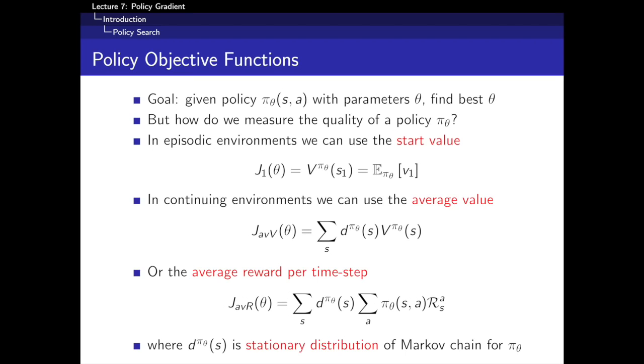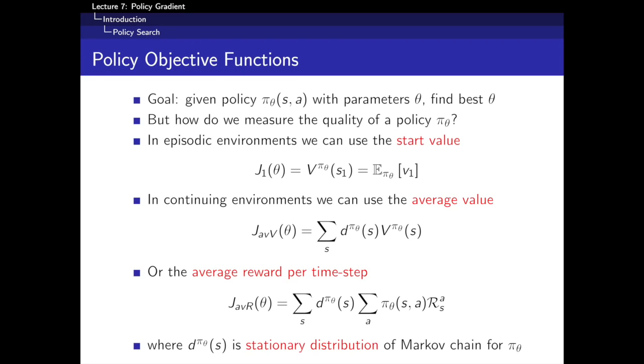So the first case we're going to consider is, if we're in an episodic environment, the start value. This basically says, if I always start in some state S1, or if I have some distribution over start states S1, what's the total reward that I'll get from that start state onwards? Okay? So this only works if there's this notion of a start state.